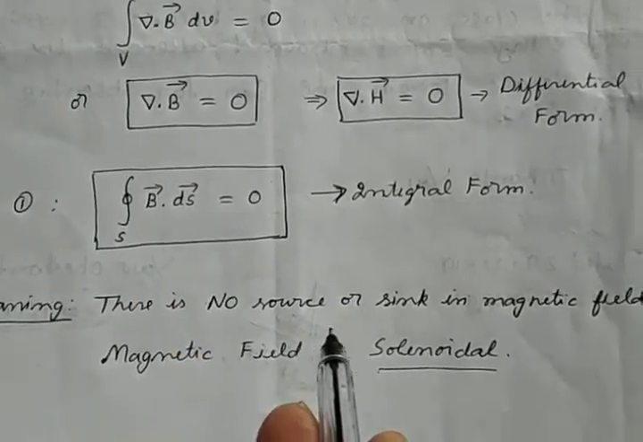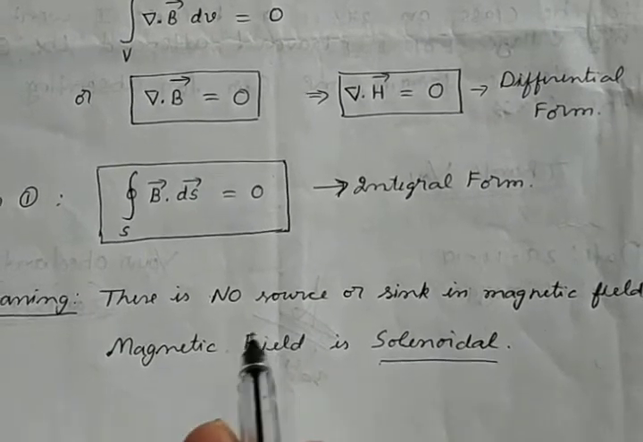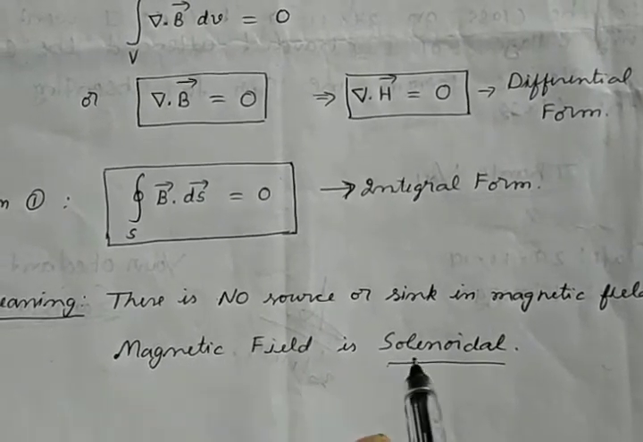Therefore there is no source or sink in the magnetic field, or magnetic field is said to be solenoidal type.